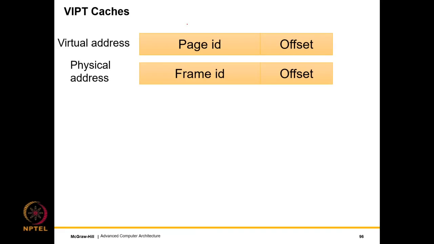If I have a 32-bit or 64-bit memory address, I would typically break it into a page ID and an offset, where the offset is typically 12 bits because the size of a page is normally 4 kilobytes. If I consider a 32-bit address space, the page ID would be 20 bits, and the frame ID will also be 20 bits, but of course it can be different depending upon the size of the physical memory.